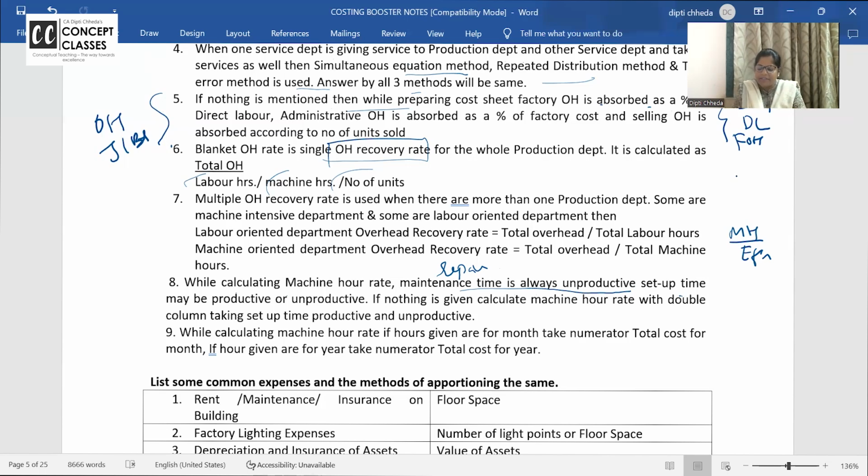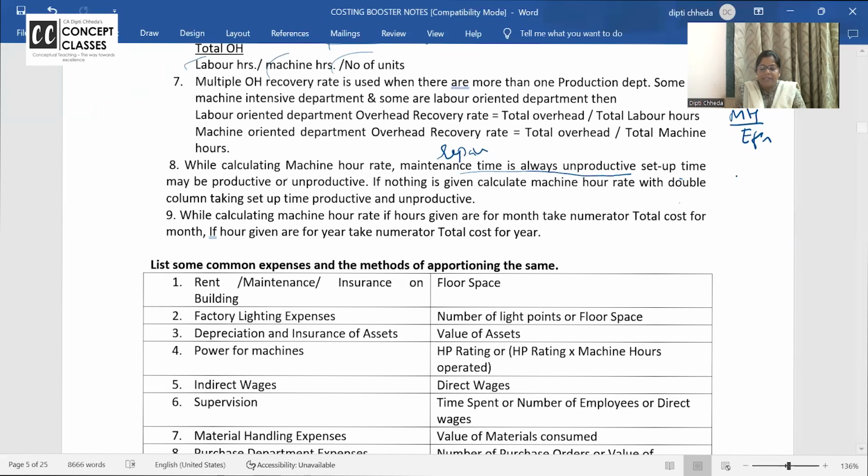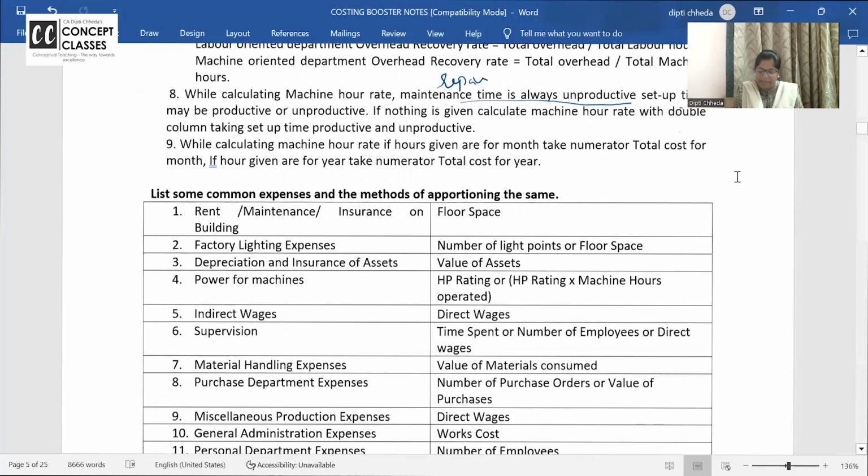If nothing is given, calculate machine hour rate with double column. सेटअप टाइम को प्रोडक्टिव और अनप्रोडक्टिव लेके दो मशीन आवर रेट कैलकुलेट कर लो. ठीक है. Total machine expense. While calculating machine hour rate, if hours are given for month, take the numerator total cost for month. If hours are given for year, take the numerator for year. Are you all getting what I'm saying?